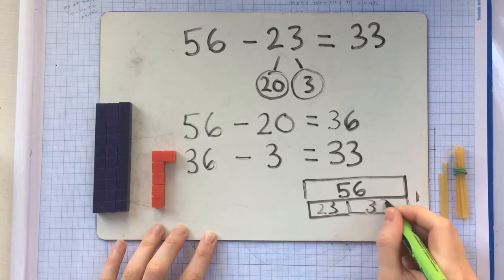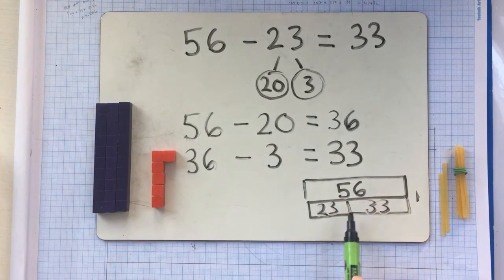left with 33. So this encourages children to see the inverse relationship between addition and subtraction. So yes, if we subtract 23 from 56, we'll get 33, but if we combine 23 and 33 together, we're going to make 56.